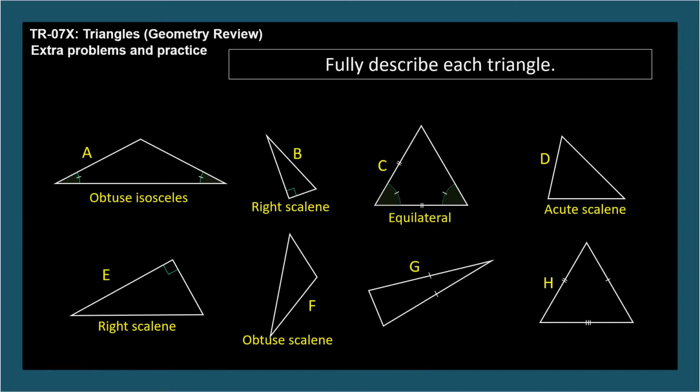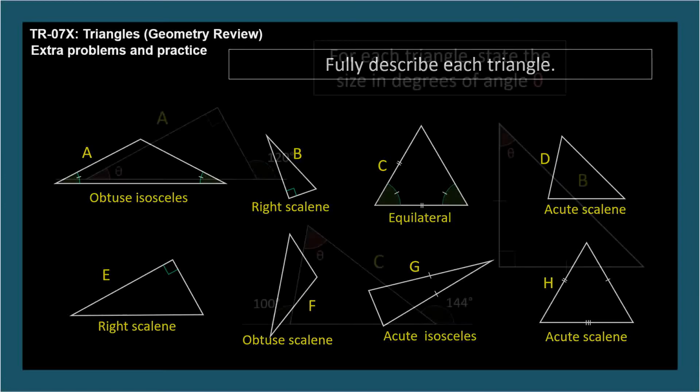Triangle G. This is pretty clearly an acute isosceles triangle. We're told that 2 sides are congruent and the vertex angle is obviously acute. Triangle H. This triangle certainly appears to be an equilateral triangle, but we're told that the 3 sides have different lengths, so it's a scalene triangle, and since all the angles appear to be acute, it's an acute scalene triangle.